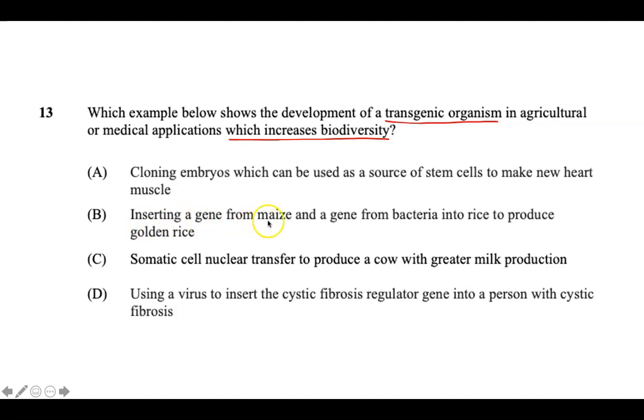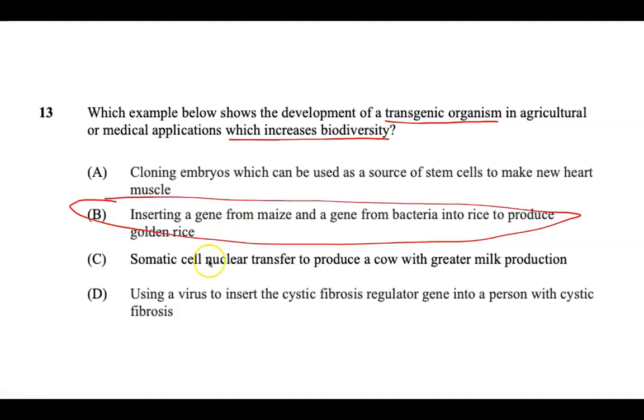Inserting a gene from maize and a gene from bacteria into rice to produce golden rice. So here we have a transgenic organism, rice, where we've got a gene from bacteria and a gene from maize. That definitely is going to increase biodiversity because we're increasing the genome, or the potential genotypes of this particular rice, by including more possible genes in that combination. So B is the answer we're looking for, but let's just look at C and D as well.